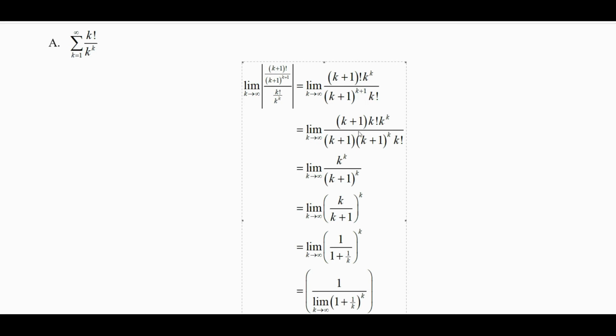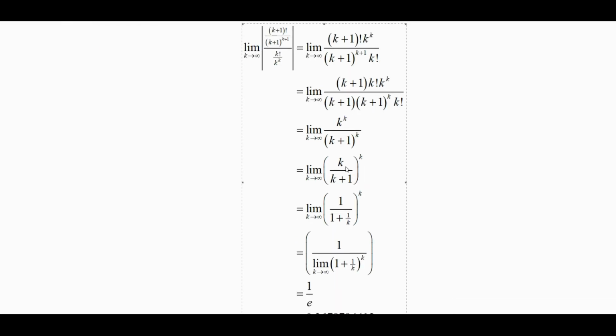All right, so we end up getting some canceling. The trick is that k plus 1 factorial is k plus 1 times k factorial. And k plus 1 to the k plus 1 is k plus 1 times k plus 1 to the k. Remember our property of exponents there and our definition of factorial. Well, the k factorials cancel. That's nice. This k plus 1 and that k plus 1 cancel. So what's left? The k to the k in the top and the k plus 1 to the k in the bottom. Since everything is to the k, we can bring that out and make this k over k plus 1, to the k.